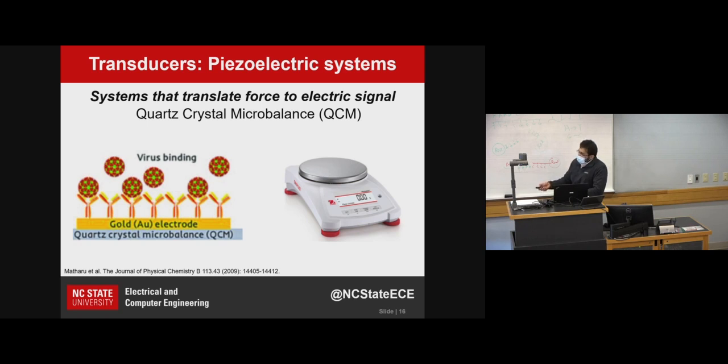So what it does is this is a piezoelectric material. It has a particular frequency at which it resonates. And that resonant frequency is dependent on the amount of mass that is loaded on top of it. Okay, so as the mass that is loaded on top changes, the resonant frequency of this microbalance shifts. So by measuring how much it is shifting, you can estimate how much mass is being immobilized on top of the surface.